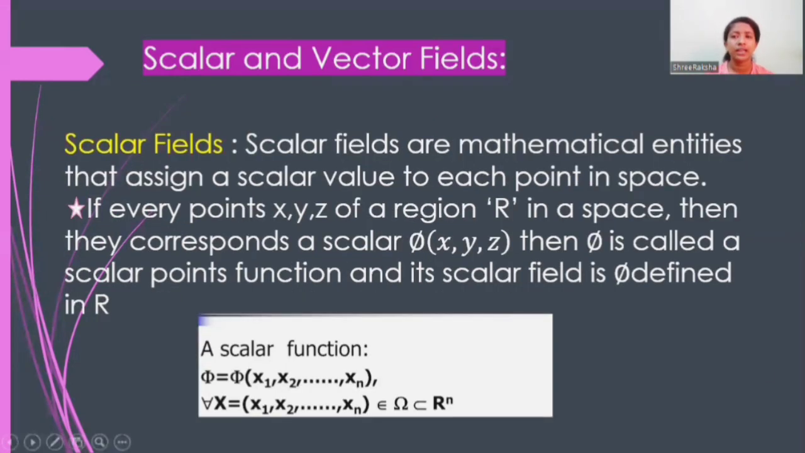Next one is scalar and vector field. Scalar field. Scalar fields are mathematical entities that assign a scalar value to each point in a space. For example, if every point x, y, z of a region in a space corresponds to a scalar phi of x, y, z, then phi is called a scalar point function and its scalar field is phi defined in region R.